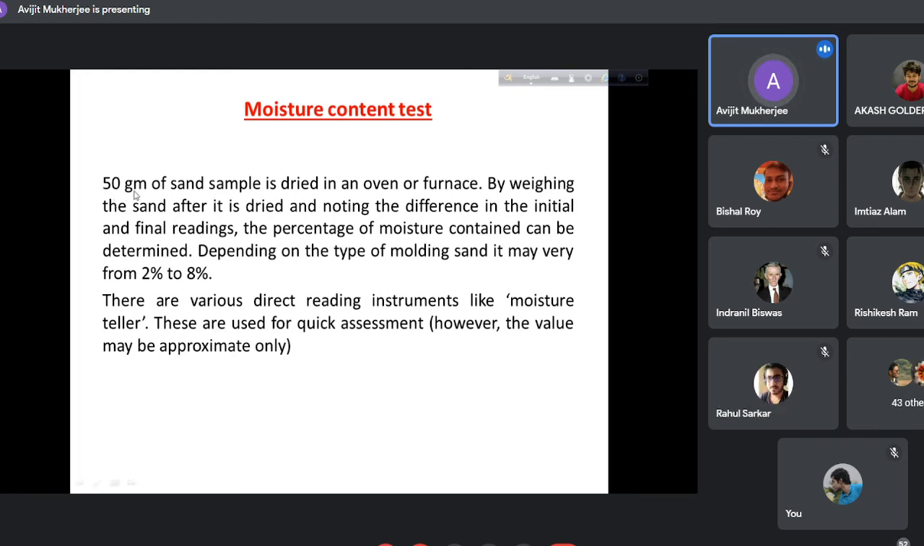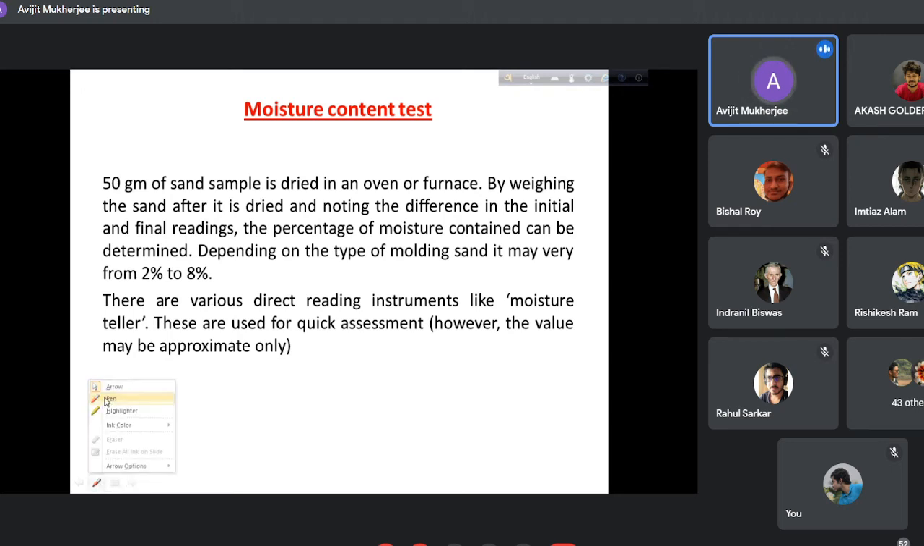As per one standard, 50 gram of sand sample is dried in an oven or furnace. And by weighing the sand after it is dried and noting the difference in the initial and final readings, the percentage of moisture can be determined.